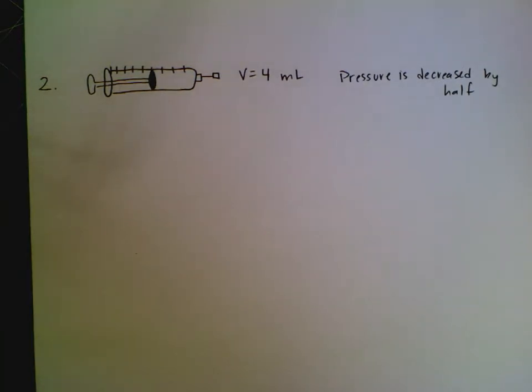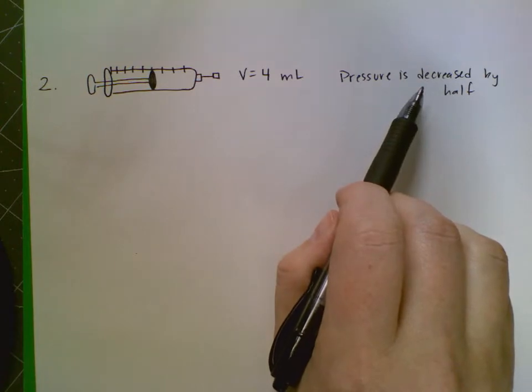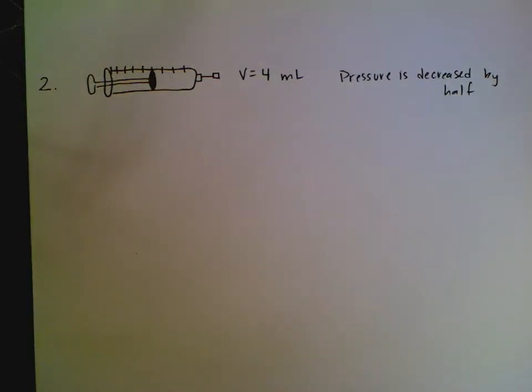Now, question 2 was a question about a syringe. You had a syringe that had a volume of 4 milliliters of gas, and then it said the pressure is decreased by half. And it didn't tell you what the pressures were, it just tells you it's going down. So in this problem, I have a volume, and I have two pressures. In this case, if they don't give you any pressures, I just pick a pressure if I want to actually do the math.